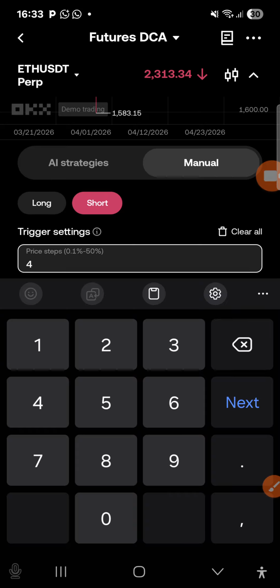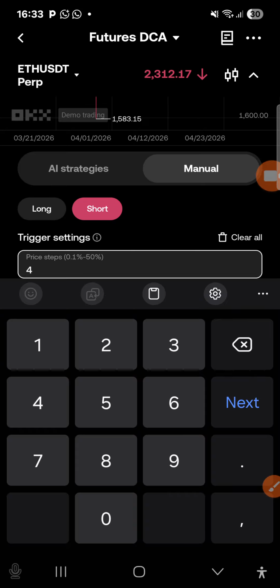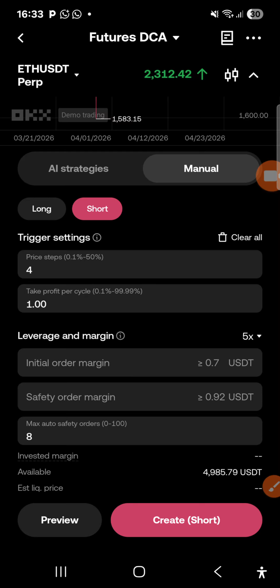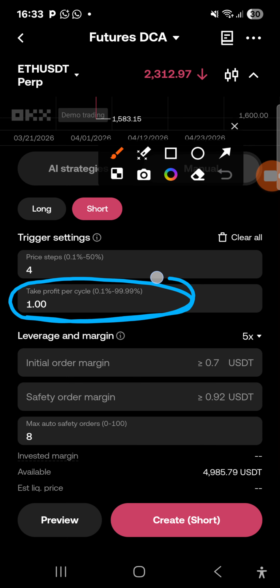Now, in summary, as you see here, take profit per cycle. In two brackets, they said 0.1% to 99.99%.